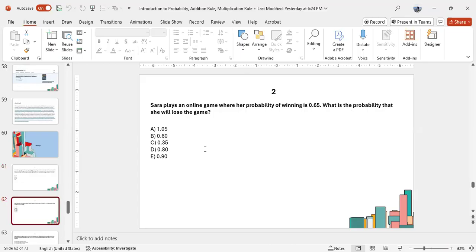Sarah is playing an online game where her probability of winning is 0.65. What is the probability that she will lose the game? A, 1.05, B, 0.60, C, 0.35, D, 0.80, or E, 0.90?